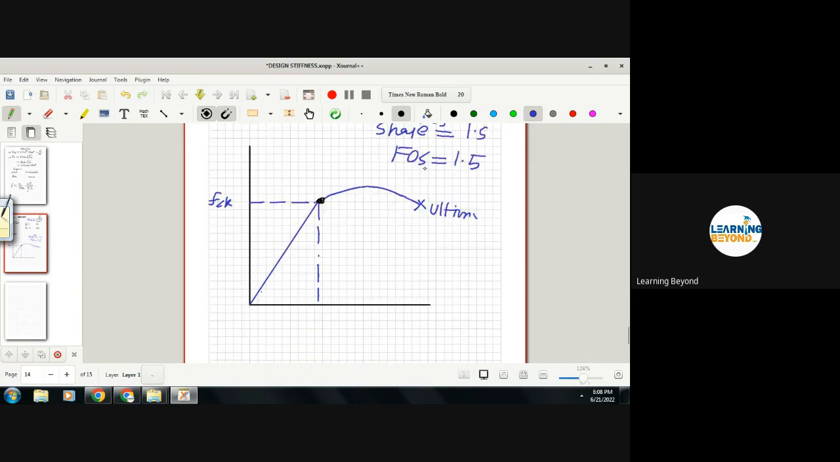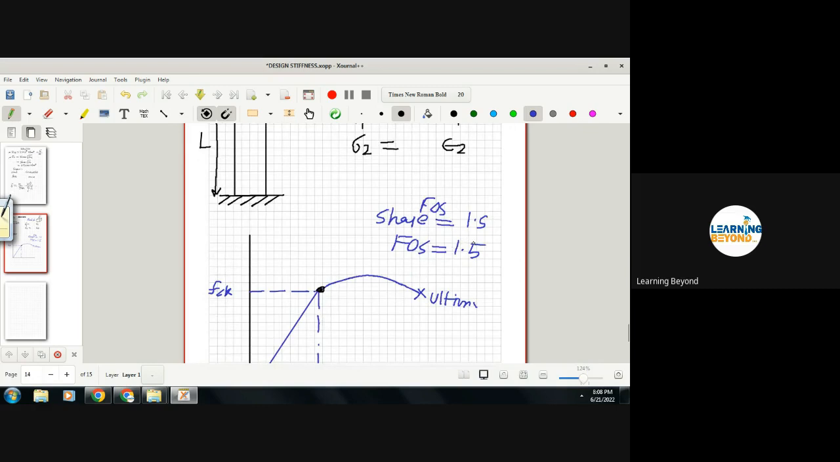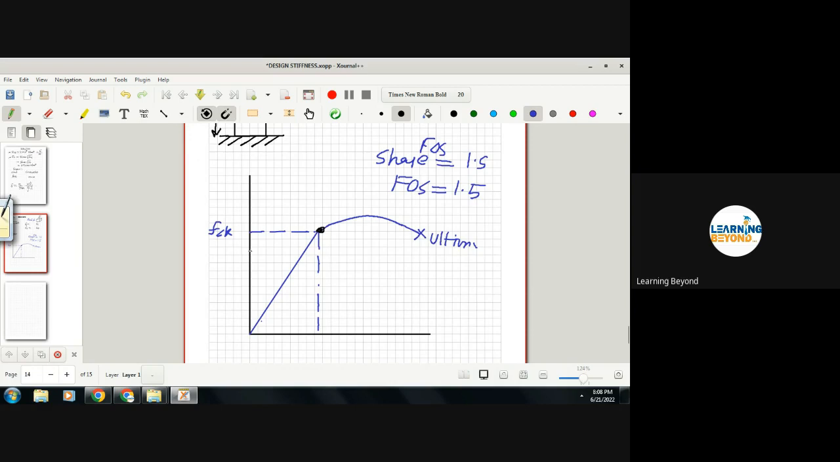So we divide the stress by the factor of safety. That's why we are taking this. So what value will the shape factor give? FCK upon 1.5, kitna aega ye? This is, as you said, 0.67 FCK. Okay. Yes, sir. This point is 0.67 FCK.